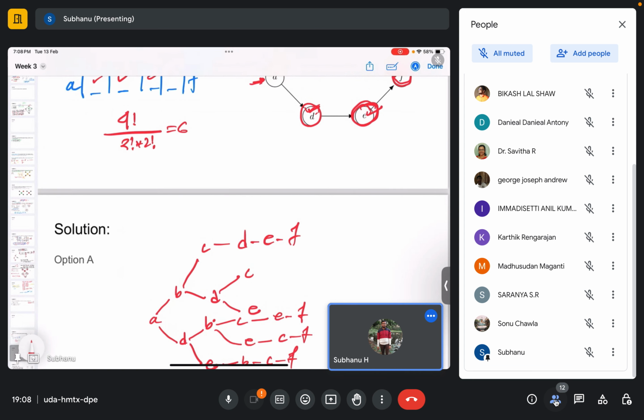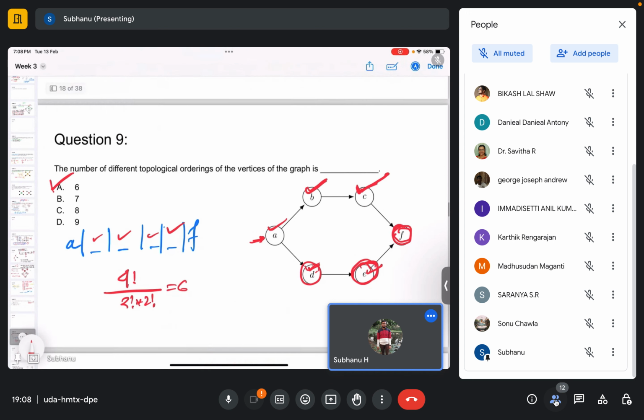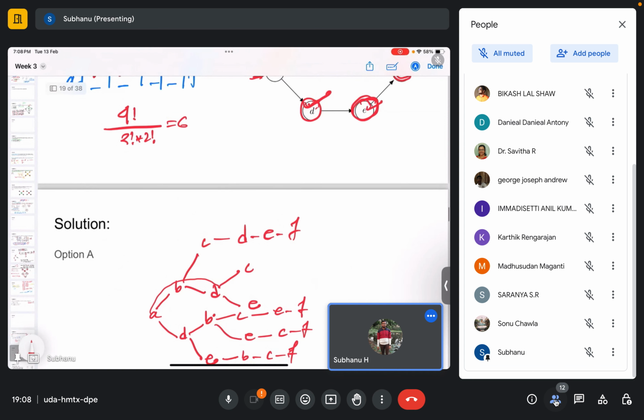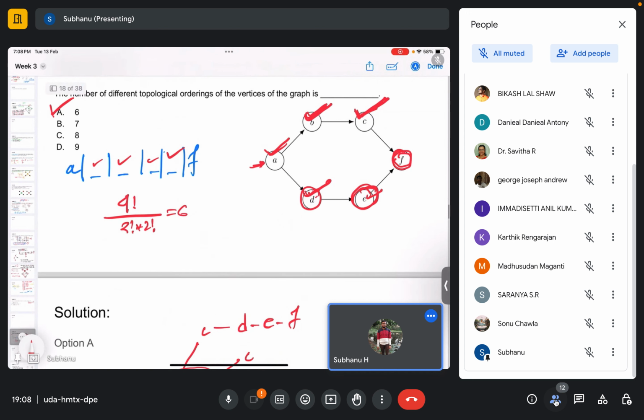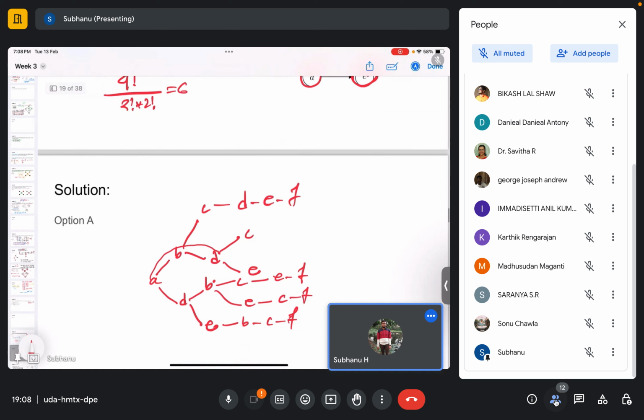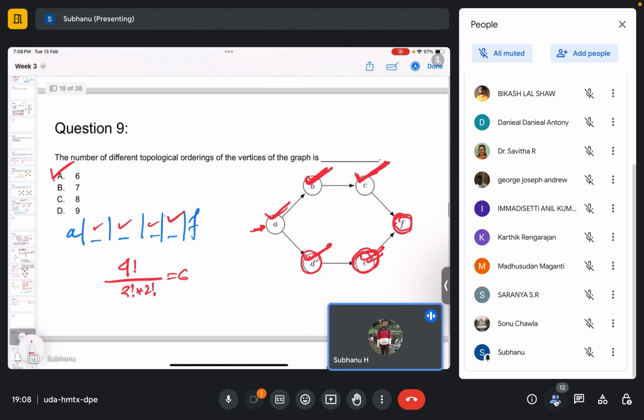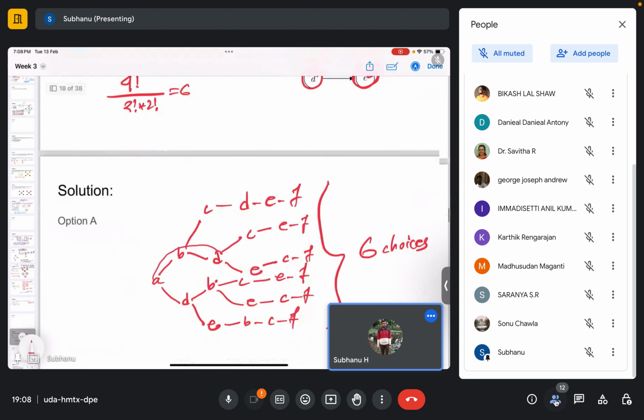For A, B, D, you have two choices, C or E. So what you can do is write E, F, or this one can be C, F. So see, there are 6 choices. Okay, so these are the possible solutions of this question.